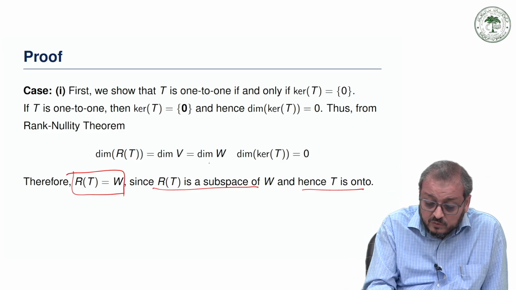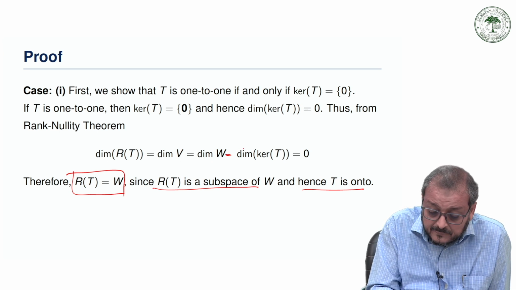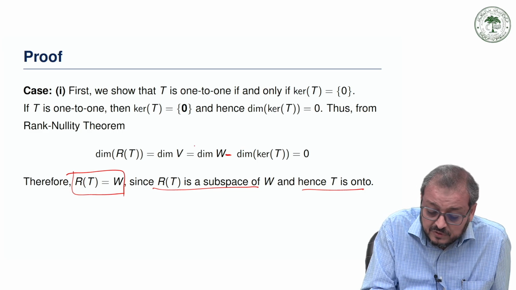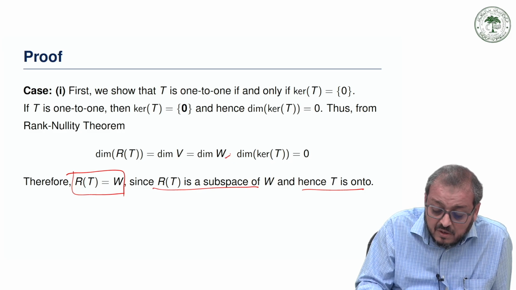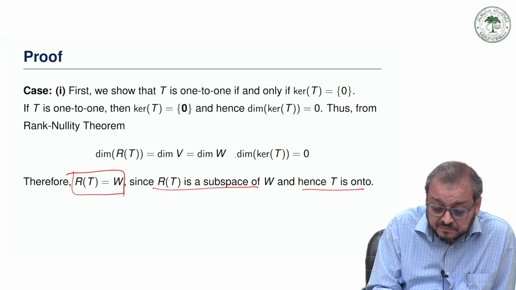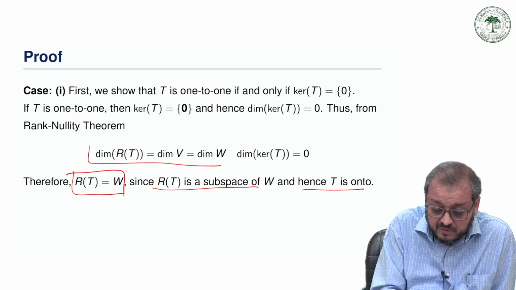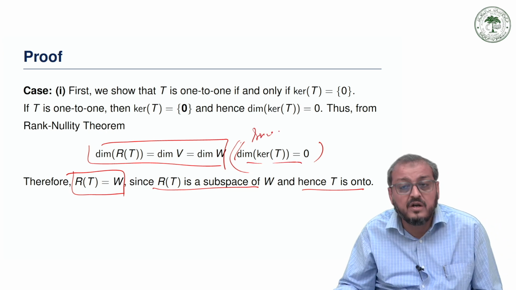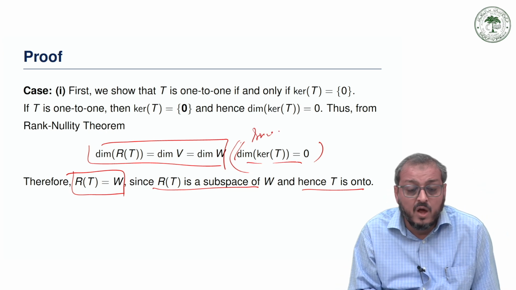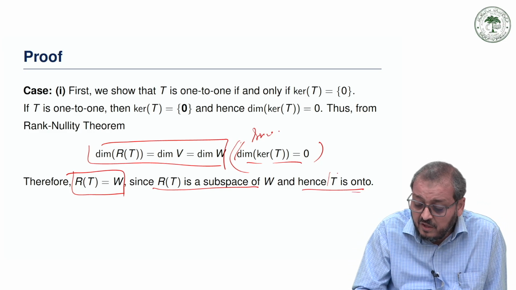Okay, so there is a mistake here. We say that the dimension of R(T) is equal to the dimension of V, since the dimension of the kernel of T is equal to 0. So, in one case, if we show that T is 1-1, then we can say that T is onto.